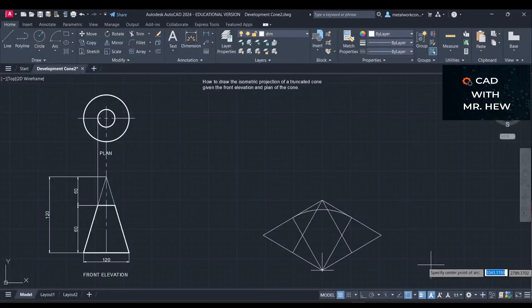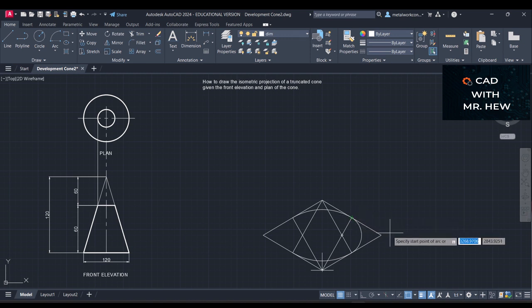All right, we're gonna draw the next arc. So we're gonna go here, there, and there it is. All right, enter. We're gonna draw the next arc. So here's the center, there, radius there, and there it is.